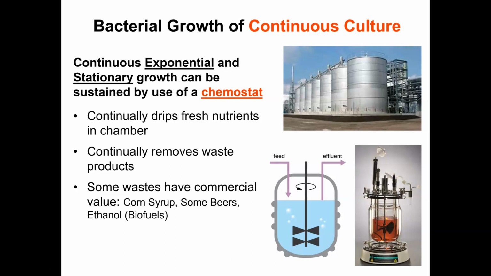So, for instance, in the image in the top here, this is a biorefinery. Each of these is a giant chemostat. And they could be producing antibiotics here. They could be producing biofuels. Okay, we feed the organism and we filter out the effluent, the valuable products.